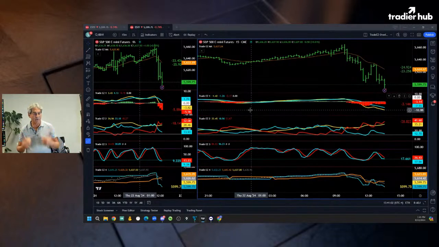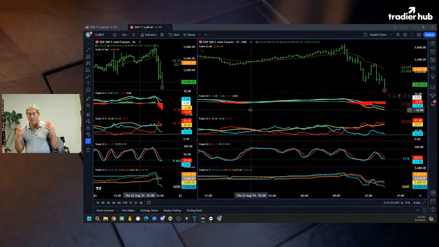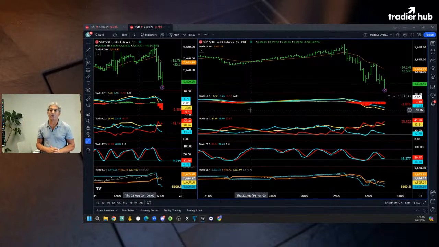Phenomenal. To be able to see market direction based upon pure mathematics, based upon these patterns that I've studied in my sleep, that these patterns repeat themselves, to be able to align yourself, to be able to be profitable.